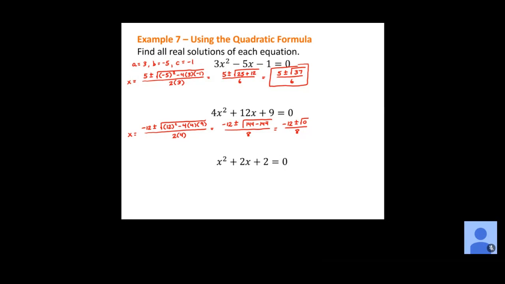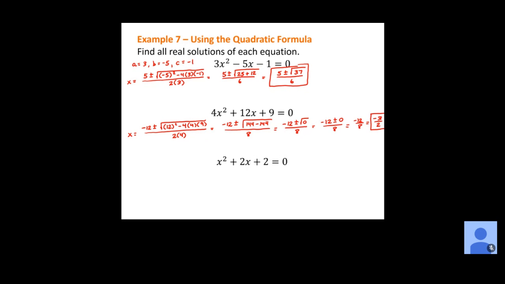Well, the square root of 0 is just 0. And so now we just have negative 12 plus or minus 0, divided by 8. Whether I add 0 or subtract 0 from negative 12, it's going to give me negative 12 regardless. And so really this can be simplified now to negative 12 over 8. If you take that fraction, 4 goes into the numerator and denominator here, and so we get negative 3 over 2. And so there is our solution to that one.